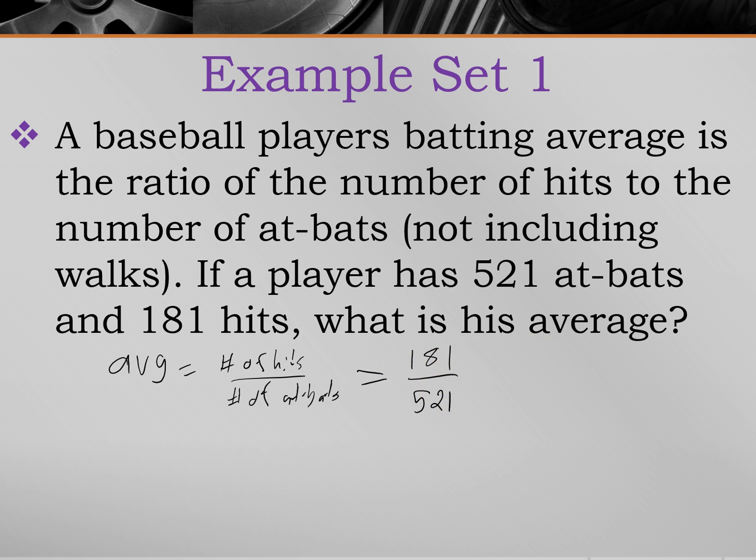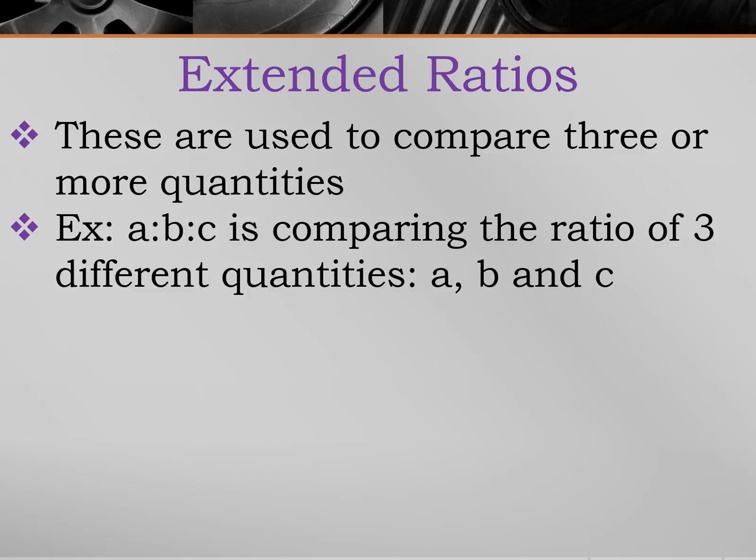So we don't want to leave that as a fraction. We're talking about baseball batting averages. Baseball batting averages are always in decimal form where they use three numbers after the decimal. When you divide that out with your calculator, you're going to get 0.347. It's a pretty awesome batting average, actually. So that's one way to use ratios. You use ratios all the time in baseball. You can see them in football as well when they talk about completion percentages for a quarterback, stuff like that.